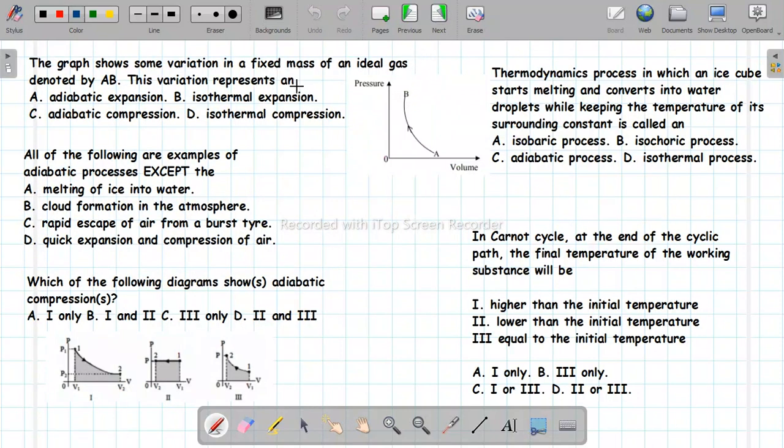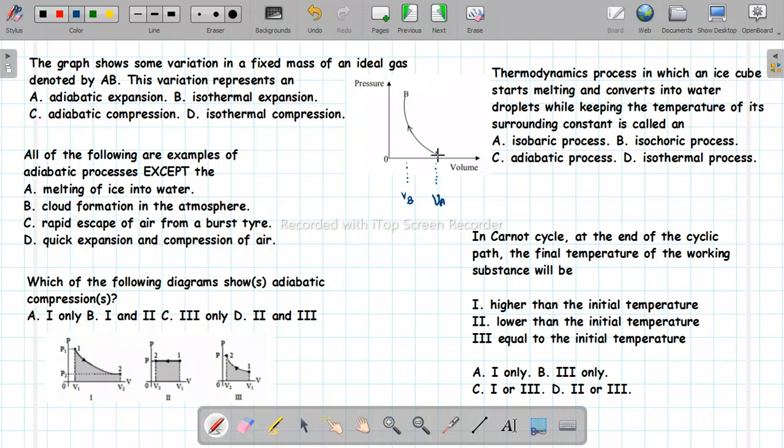Graph shows some variation in fixed mass of an ideal gas denoted by AB. This variation represents an adiabatic expansion, isothermal या compression है. A से B तक आने के लिए we have A, यहाँ पर कुछ volume and then volume at B, which is VB, right? Let's just establish if it is compression or expansion.